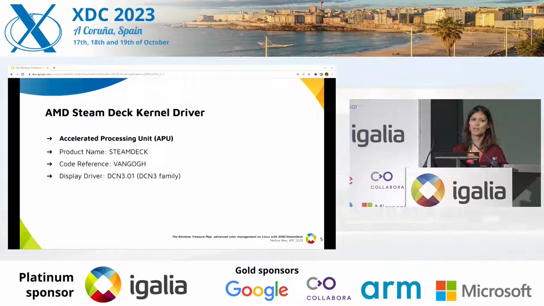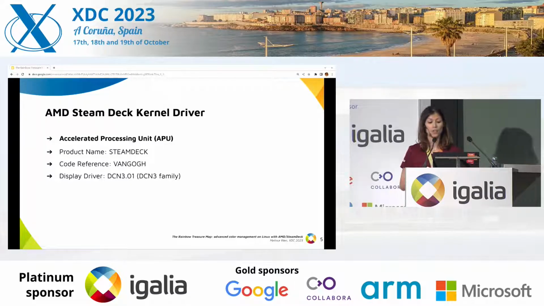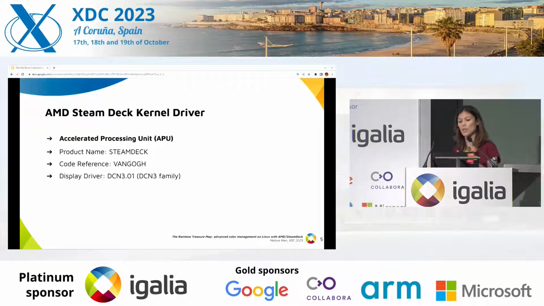The Steam Deck is an APU with a DCN301 display driver. It's part of the DCN3 family. And knowing this is important because newer AMD DCN drivers inherit implementations from previous families. Additionally, each generation of AMD hardware may introduce new color capabilities. So it's important to familiarize yourself with your specific hardware.